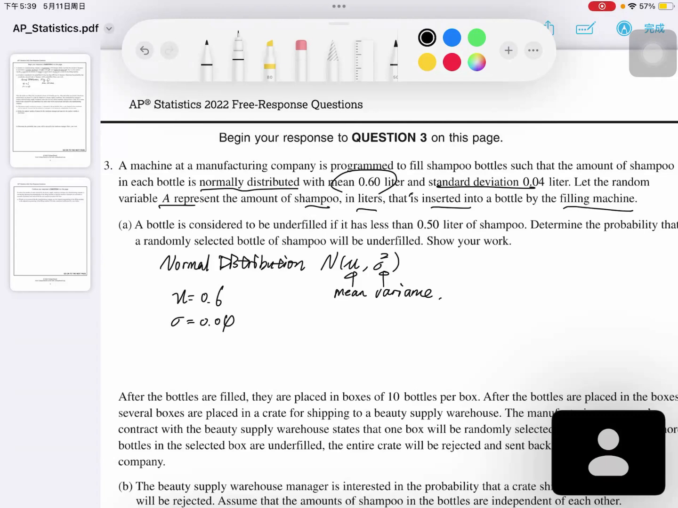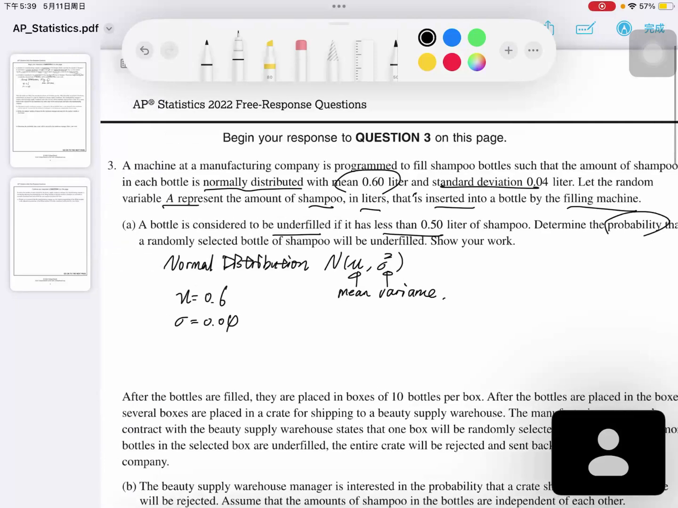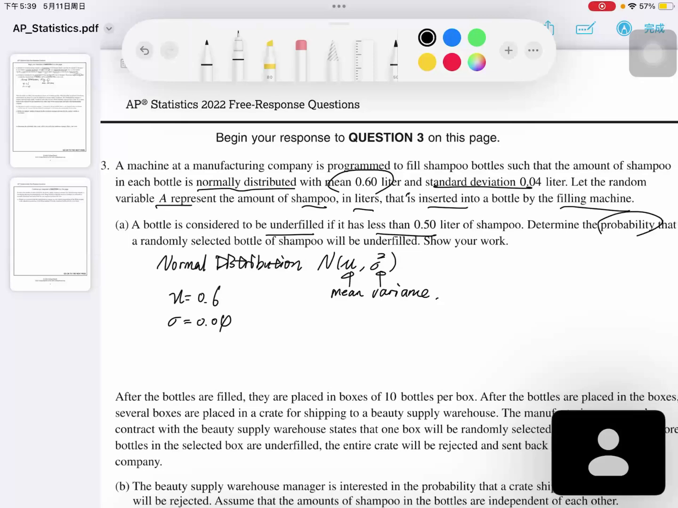Let the random variable A represent the amount of shampoo in liters that is inserted into the bottle by the filling machine. A bottle is considered to be underfilled if it has less than half a liter of shampoo. So the question is: determine the probability that a randomly selected bottle of shampoo will be underfilled.